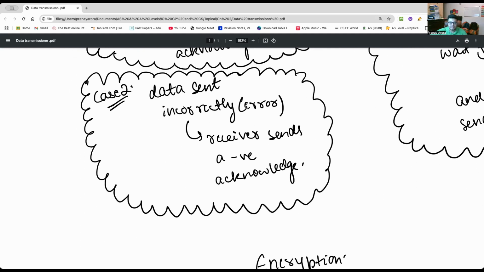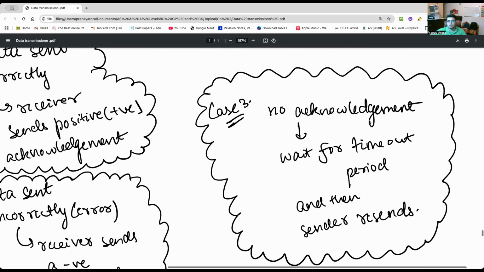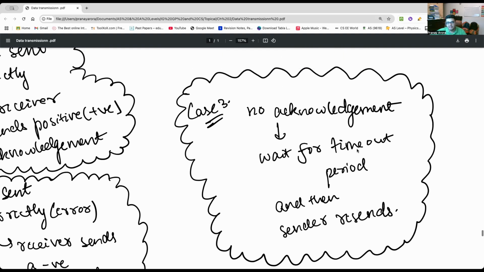If it is incorrect, there's an error, the receiver will send a negative acknowledgement. It will say to the sender that no, I have not received the data correctly. Please resend it to me. That's a negative acknowledgement. And the third case will be that there is no acknowledgement at all, which means the receiver didn't receive the data packet. When there is no acknowledgement, it could be that the receiver has some issue or the data did not reach correctly. So the sender will automatically wait for a timeout period. So sender will see, okay, it's 15 seconds now.